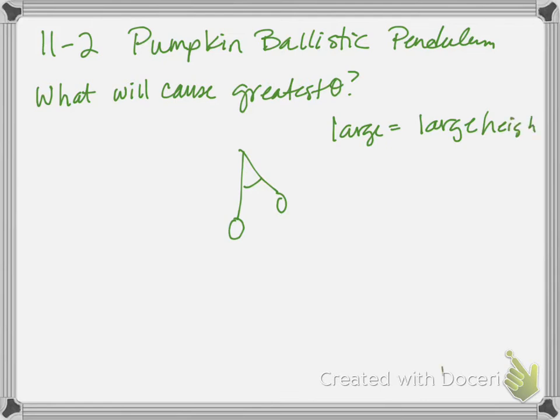And so what are we doing here? We're converting kinetic energy into gravitational potential energy. So if we want a large height, we need a large what? We need a large 1/2 mv squared. So we need to argue that the pumpkin that's moving the fastest after this collision is the one that's going to go the highest. So you need to somehow justify that. And that's not difficult. That's just a conservation of energy argument, okay?